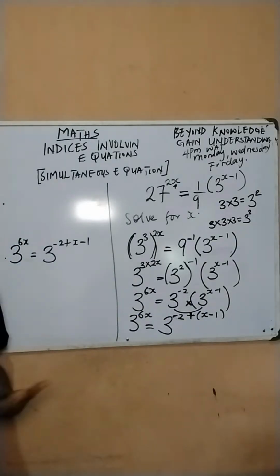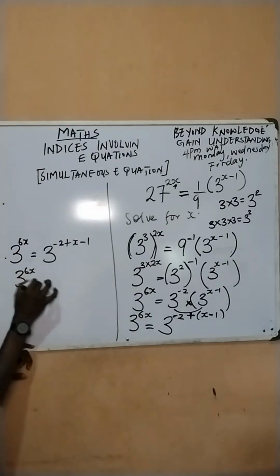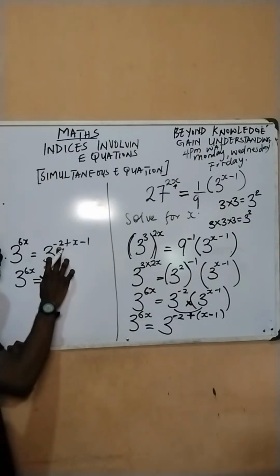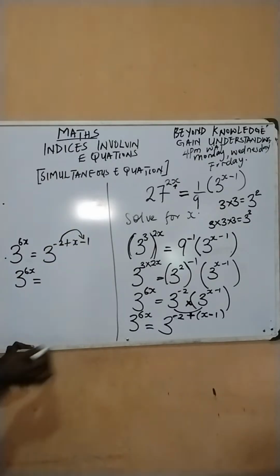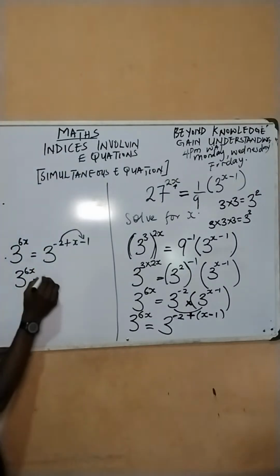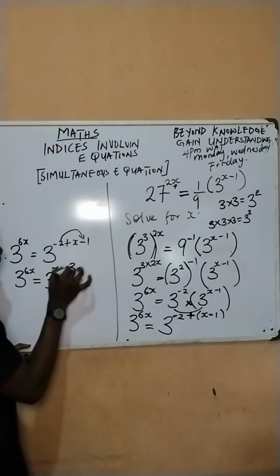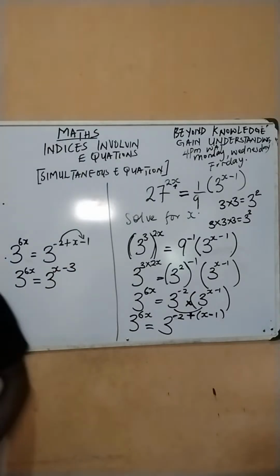So we cannot go ahead and simplify here. So this gives us 3 raised to the power of 6x equals -2 will come and affect -1. So -2, -1 will give us -3. So it's something like saying 3 raised to the power of x minus 3. This is what you have after you've simplified it.